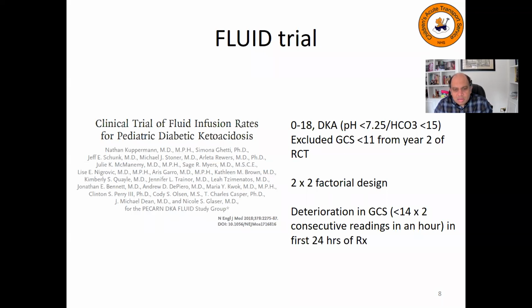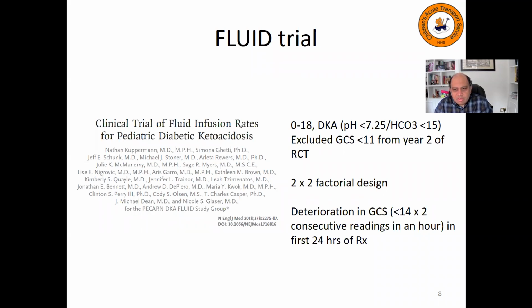The reason for this is because their primary outcome, which is this bit, is the deterioration in GCS to under 14 in 2 consecutive readings in an hour in the first 24 hours of therapy. Patients who presented with severe coma, i.e. a GCS of 11 or under, were quite difficult to treat and randomize in the first year, because clinicians didn't have clear equipoise on how to treat them in this trial, and therefore they were excluded from the second year of the RCT. I'll show you the impact that has had on the population in the next slide.